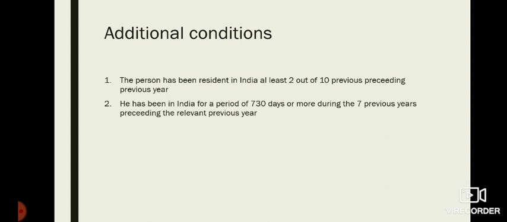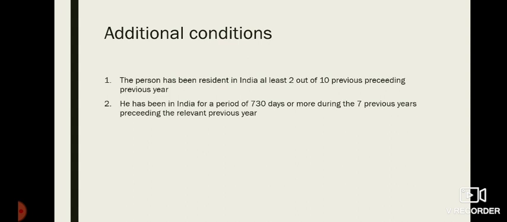Second additional condition is he has been in India for a period of 730 days or more during the 7 previous years preceding the relevant previous year. That means out of 7 preceding previous years, a person has been in India for how many days? For 730 days. In total he has to be in India for 730 days. Not necessarily at a stretch. I hope you are getting it.